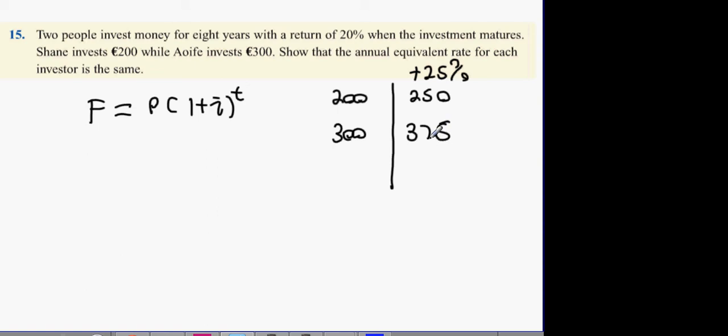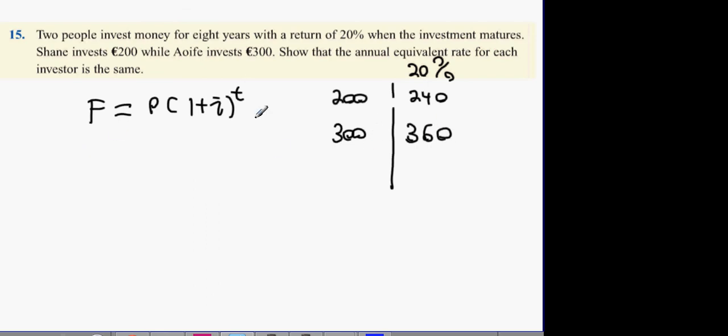Yes, Jack? Oh, sorry, 20%, you're right, excuse me. Guys, 20%, so 20% is a fifth, so it means you're getting €40 for the €200 one, and you're getting €60 for the 300 one.